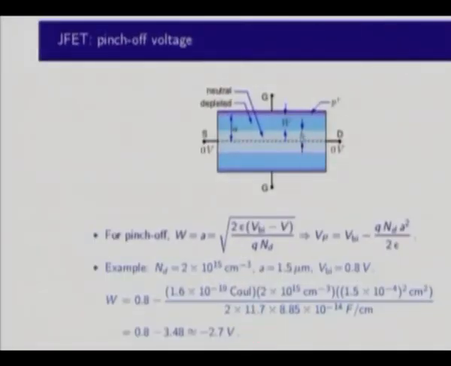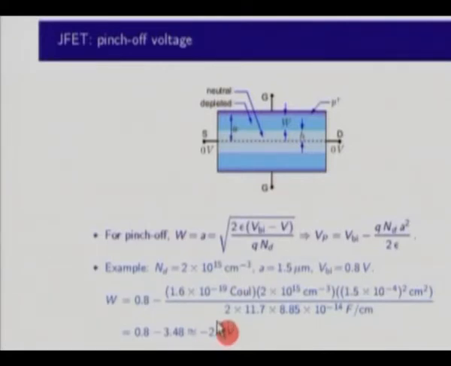Now, this is actually a simple calculation, but the reason I put this in this slide is to illustrate the units of each quantity. It's very important that the units are used consistently so that you don't end up with 3.48 million volts or 3.48 microvolts and so on, and that can happen. I've seen that in answer papers.